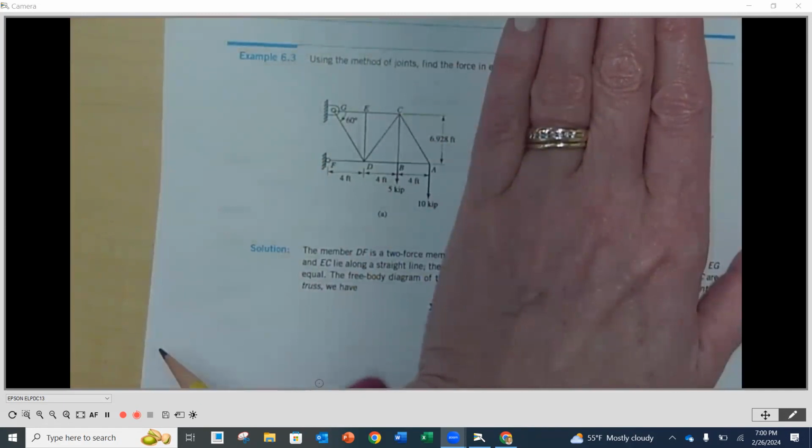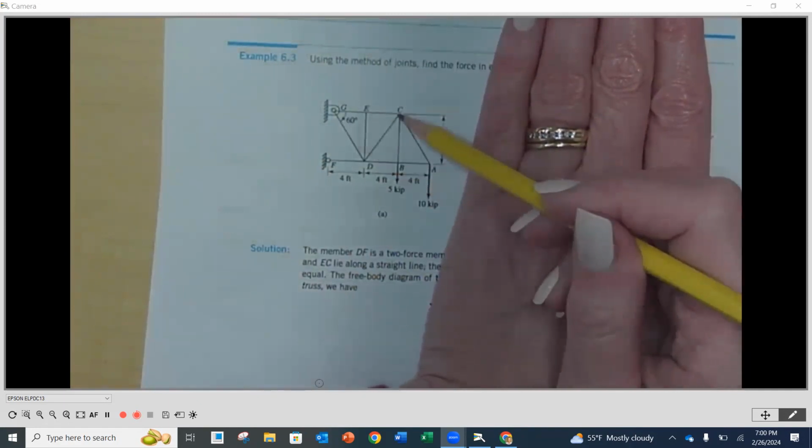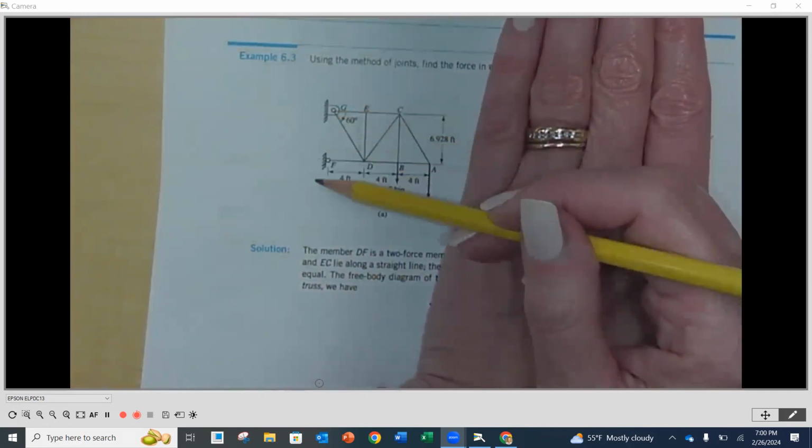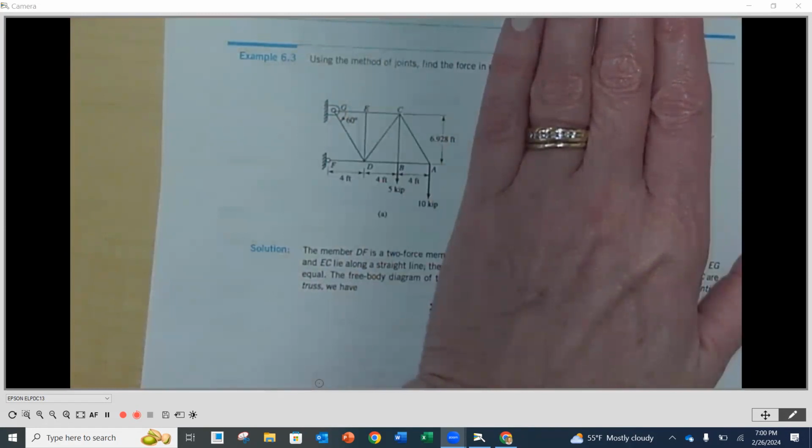And you'll notice that they have the triangles that we see, but this time, instead of having the supports on the bottom of the truss, it's supported on the side. Okay, that's the only difference here, but it's still going to be done just like we did the last truss problem.